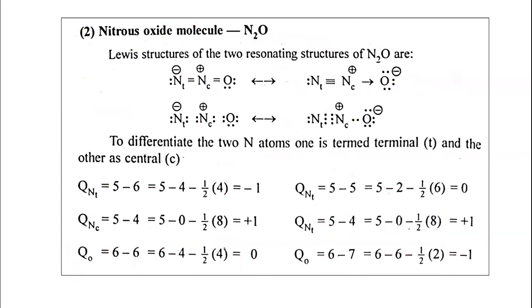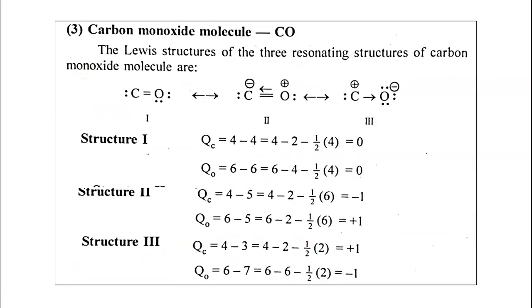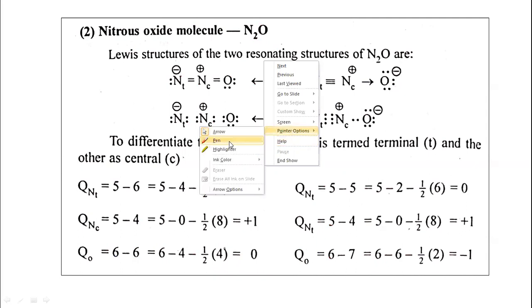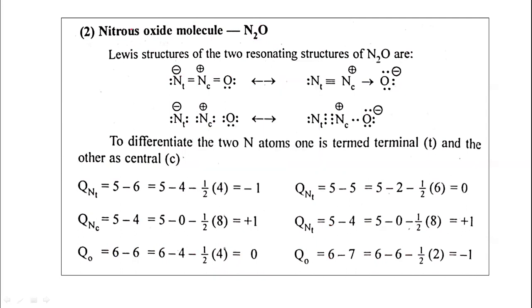Take another example to calculate the formal charge. See here, nitrous oxide molecule N2O, two nitrogen atoms and one oxygen atom are given here. The Lewis structures of the two resonating structures of the nitrous oxide molecule can be represented in this way. Now I would like to draw first the electronic dot structure of the N2O molecule. So two nitrogen atoms and one oxygen atom.